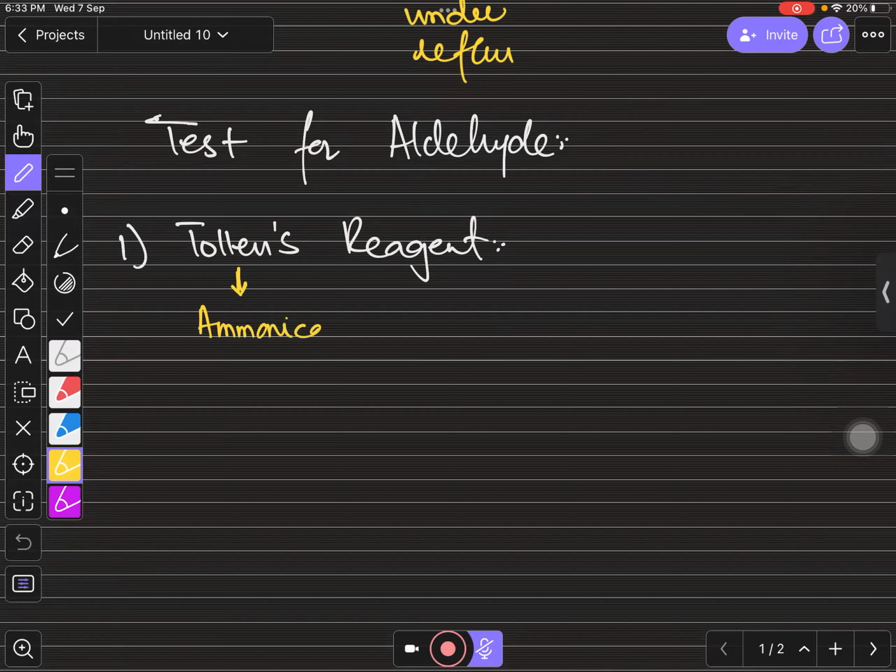This is ammoniacal silver nitrate, and silver nitrate is a colorless solution, right? So once you are doing what? You are using aldehydes, right? And you are checking whether this is an aldehyde or not.